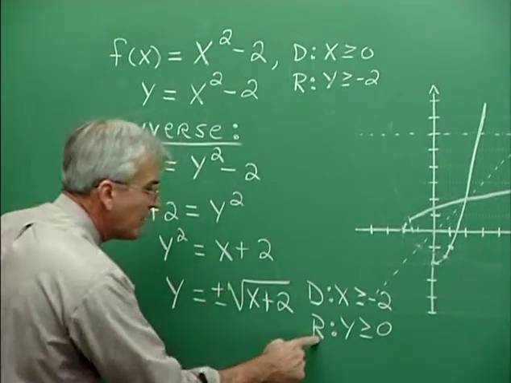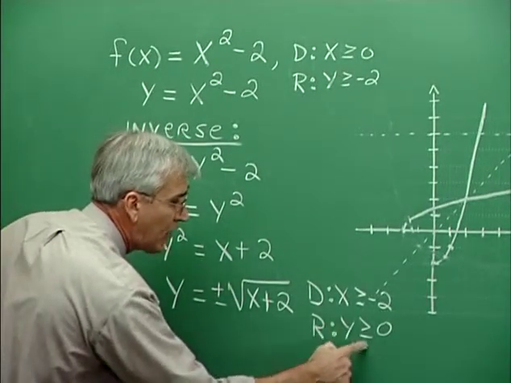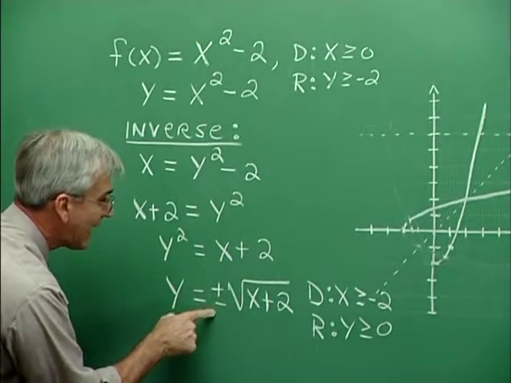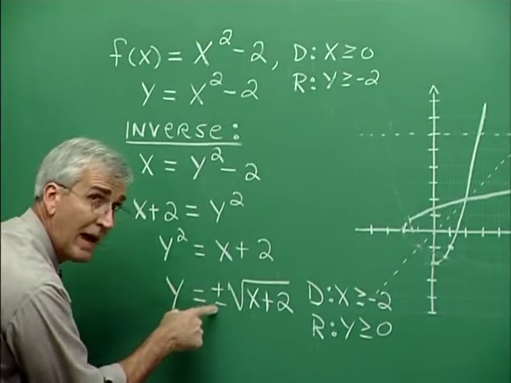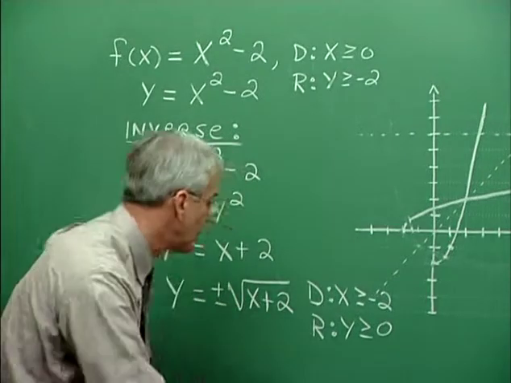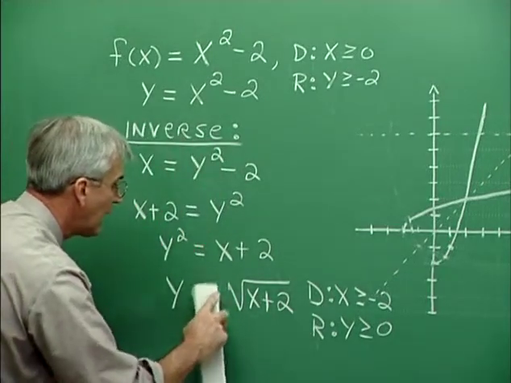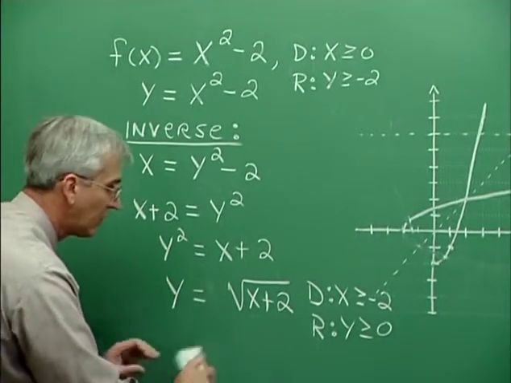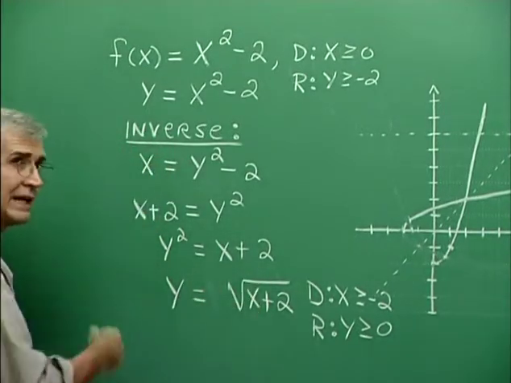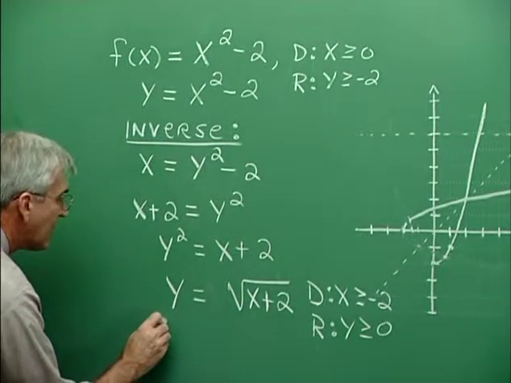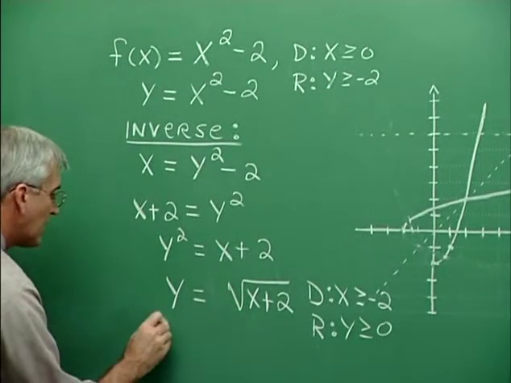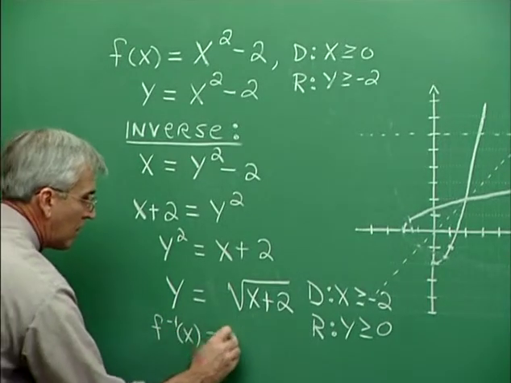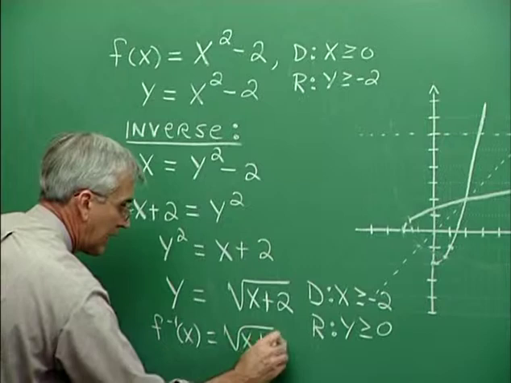Now, this says that the range needs to be y values greater than or equal to 0, but for these to be greater than or equal to 0, we would have to take out this plus or minus. We would have to take out the minus part. We would only want the principal square root. So I can just erase this, and now I have y values that are positive or 0. You see? So now I can call this the inverse function. That is, I can say that this expression is f inverse of x. And I can write it like this.